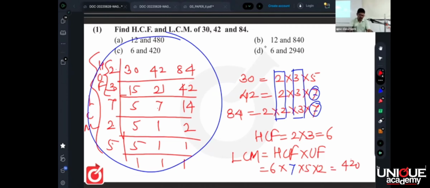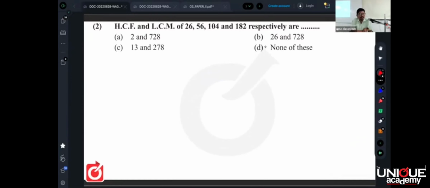Okay, then the second question. The HCF and LCM of 26, 56, 104, and 182 respectively are. We have to find the HCF and LCM of the given numbers.